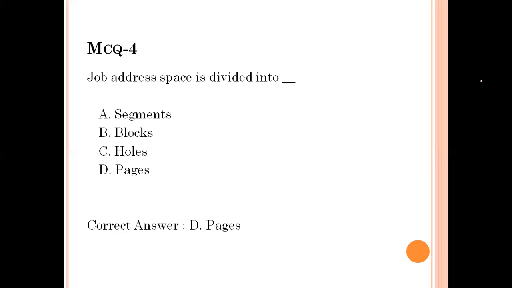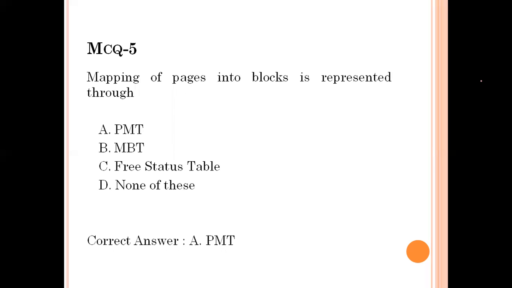Job address space is divided into segments, blocks, holes, page? So you should remember, job address space is divided into pieces of same size called pages. Physical memory is divided into pieces of same size as the page size. Each piece of the physical memory, we call it a block. So the correct answer is D, pages. Mapping of pages into blocks is represented through page map table, memory block table, free status table, none of these? Which page of a particular job is in which block, you can come to know by searching the page map table or PMT table. The correct answer is A.